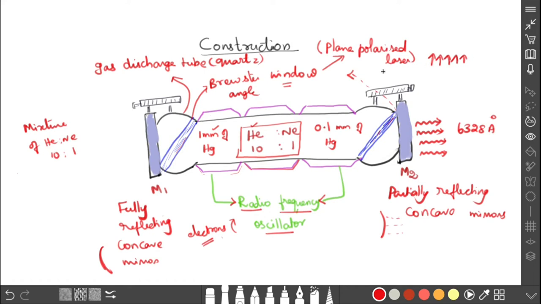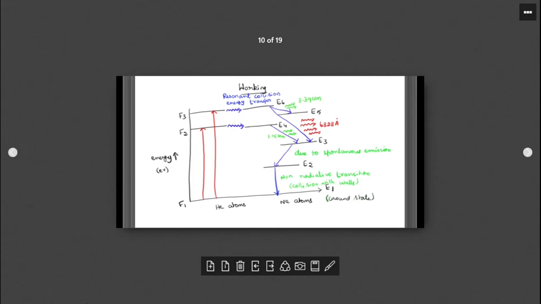And then two mirrors are used for the optical resonator setup: M1, which is a fully reflecting concave mirror, and M2, the partially reflecting concave mirror. Through this partially reflecting concave mirror, the laser light will be produced. Its wavelength is lambda equal to 6328 angstrom, which is red color. So red color laser is produced in this case. So this is the construction part of the helium neon laser. Next we are going to discuss how the helium neon laser works.